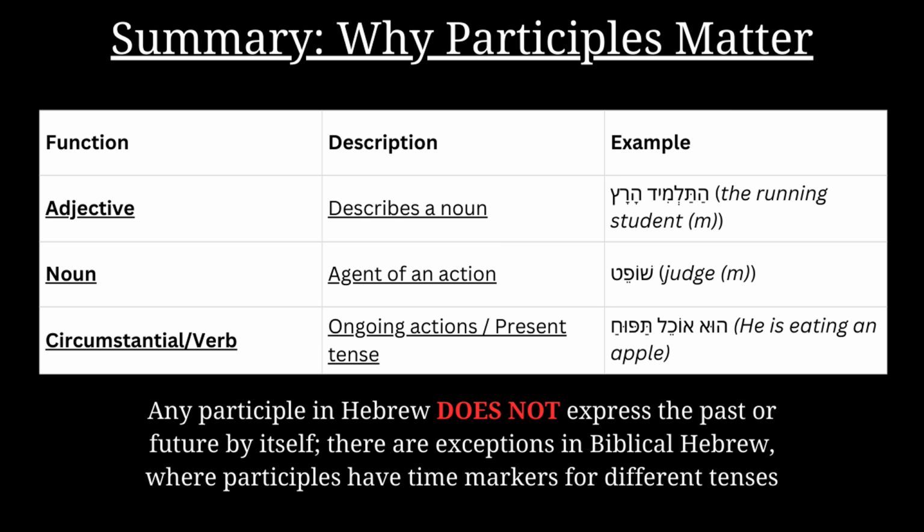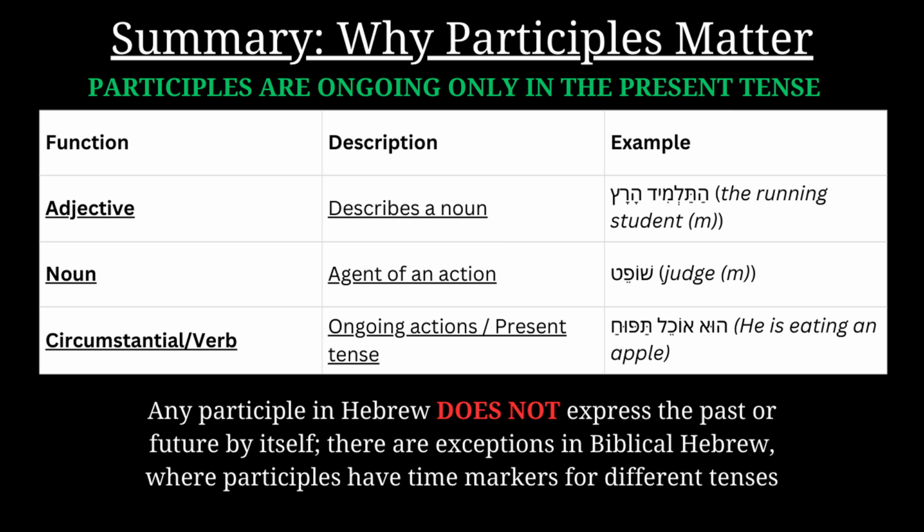As a note, any participle in Hebrew does not express the past or future by itself, but there are exceptions in biblical Hebrew, where participles have time markers for different tenses. Still, we don't need to cover it because it's obsolete in spoken Hebrew, and what really matters is knowing that participles are ongoing only in the present tense.